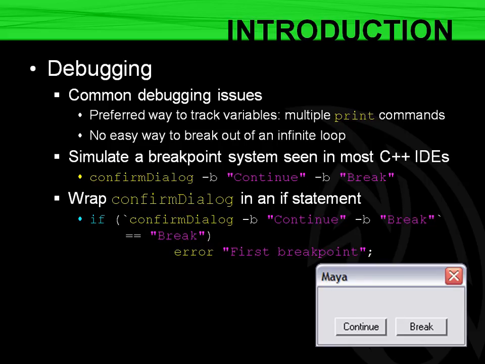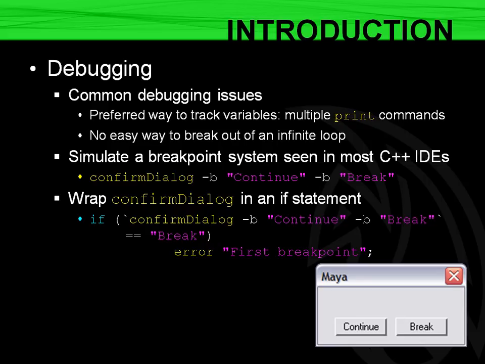If they click break, the confirm dialog command is going to return the result, a string, that is the same name as the button. In this case, equals break. Okay? So we're going to do that if. The if pops up the dialog box, and if the result happens to be break, in other words, the user clicked on break, then we're going to run an error command and give an error, for example, first breakpoint.